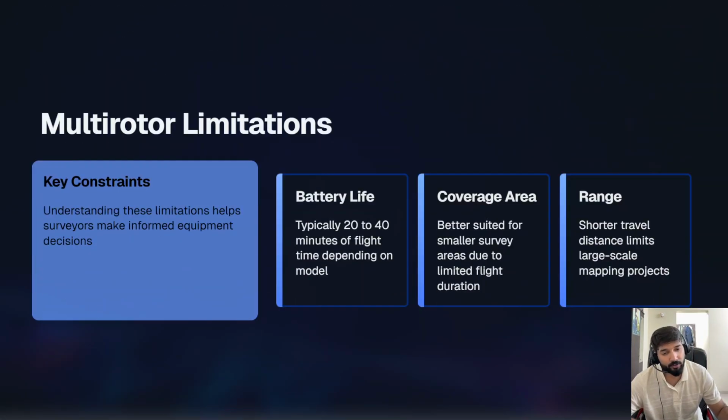However, multirotor drones also have some limitations. Their battery life is typically shorter, often allowing flight times of around 20 to 40 minutes, depending on the drone model. Because of this, they are generally better suited for smaller survey areas.